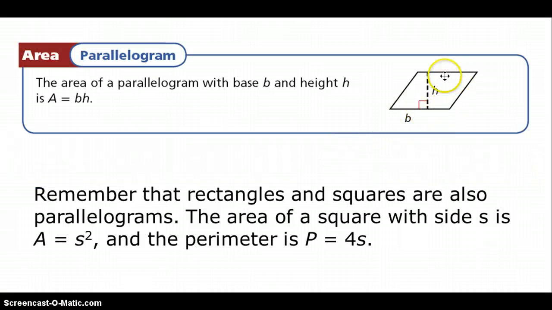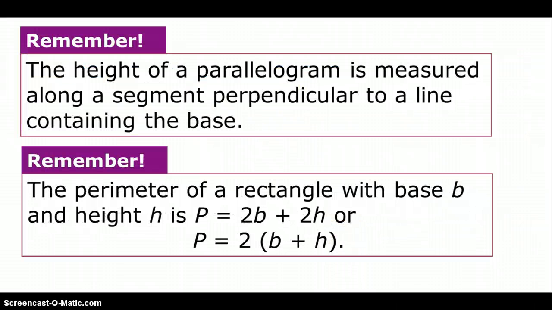So like, let's say we have a parallelogram. The area formula for a parallelogram, you'll notice, is the same as the area formula for a rectangle by the same dimensions. Area equals base times height. Remember, the height is perpendicular to the base. Okay, so the area formula for a square is just side squared, and for the perimeter of a square, it's just 4 times s. We will talk about the perimeter of a parallelogram again later in class, but we won't need it for this next example.